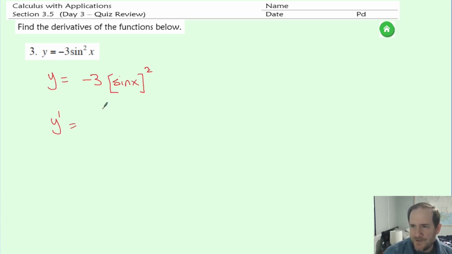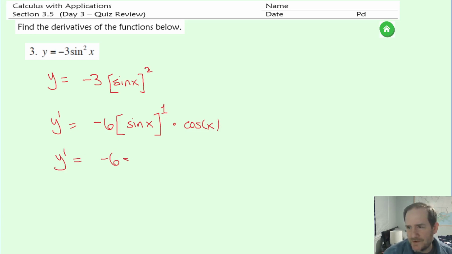We go 3 times negative 2 to get negative 6. We keep our base of sine x. This power of 2 drops down to 1. And then we chain rule out the derivative of the inner function, which is a factor of cosine. So we get a y prime that equals negative 6 sine x cosine x.